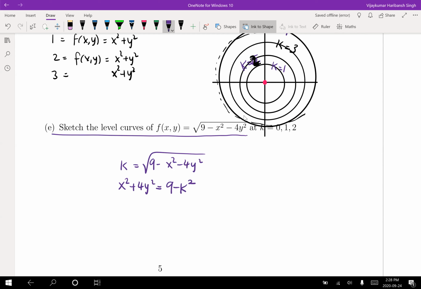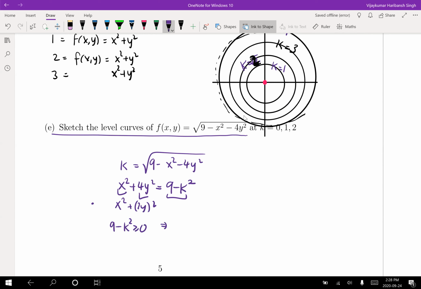All right. So in this case, we notice that first of all, this has to be greater than or equal to 0 because this is a sum of two squares, and then you multiply by 4. So this is a sum of two squares really, right? x square plus (2y) the whole square. So it can't be negative. So this means 9 minus k square has to be greater than or equal to 0.